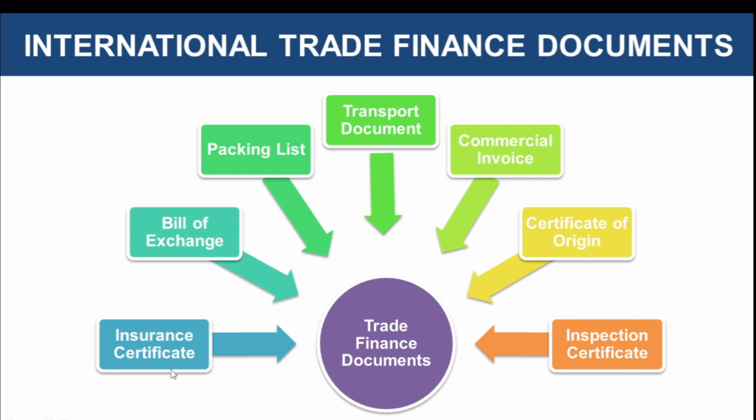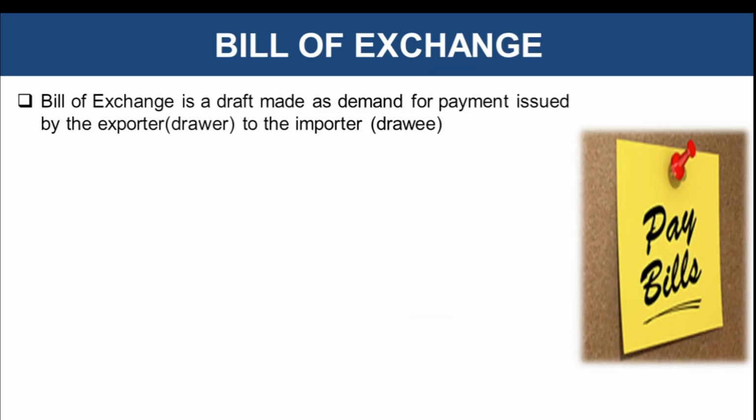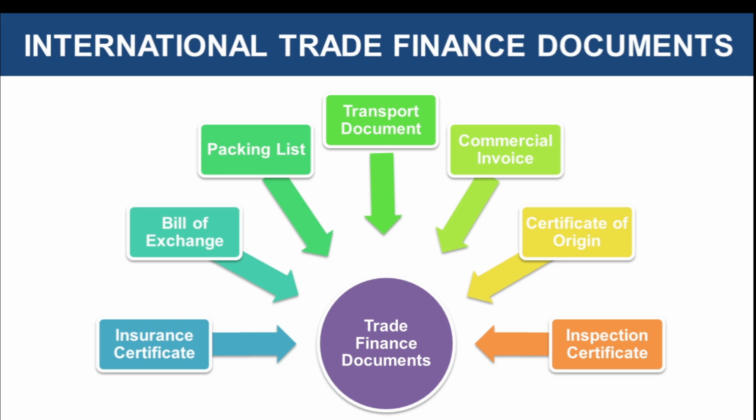Insurance certificate certifies that goods transported are insured and the risk involved is covered. Then there is bill of exchange. Bill of exchange serves as a demand of payment by seller to buyer. Then there is packing list, which shows what exactly the goods are in terms of quantity, weight and measurement.